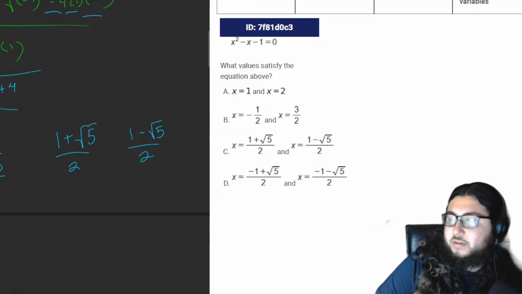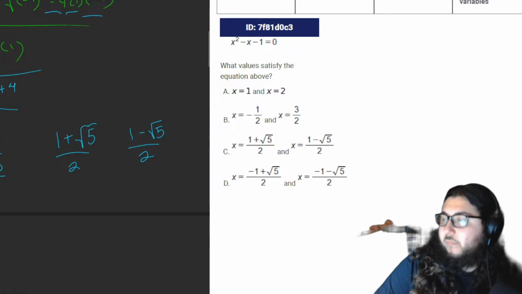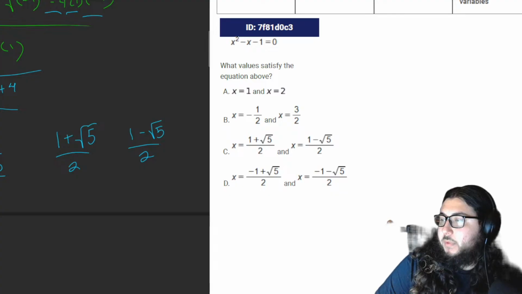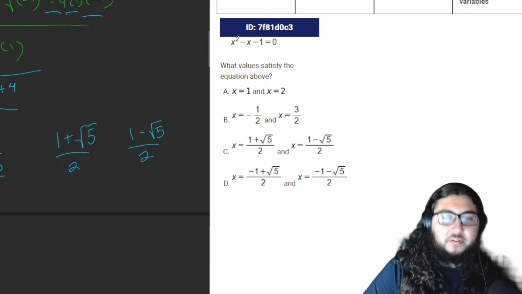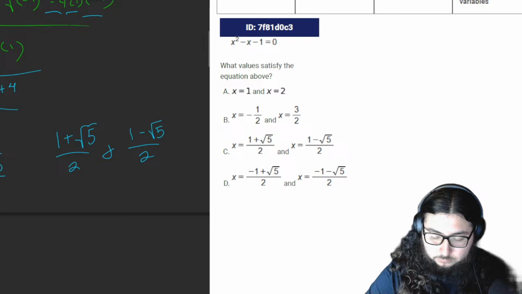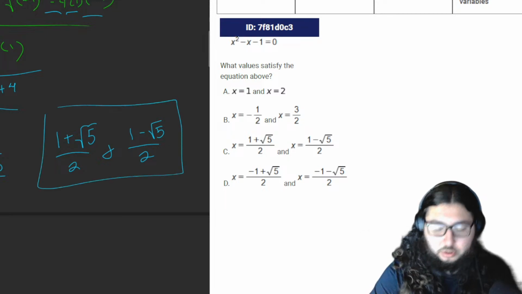And let's verify that that is correct, just in case. It is in fact C. So we did everything correct. So these two are your answers.